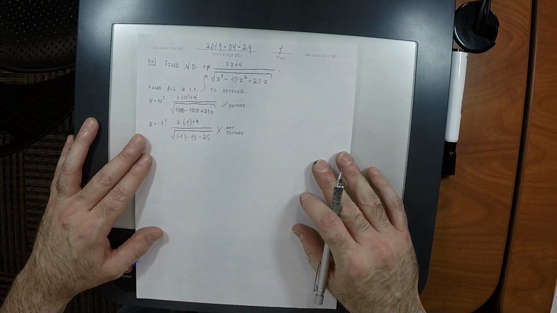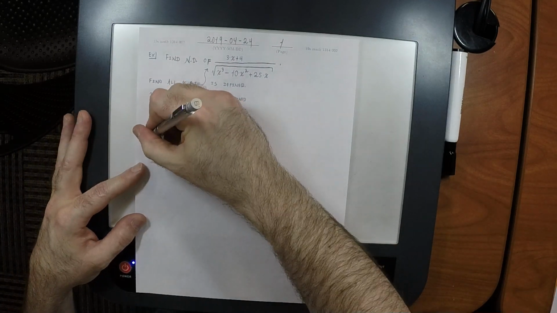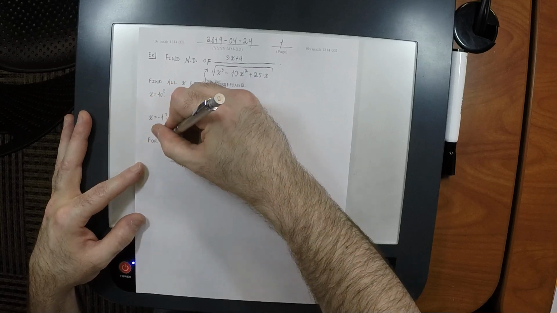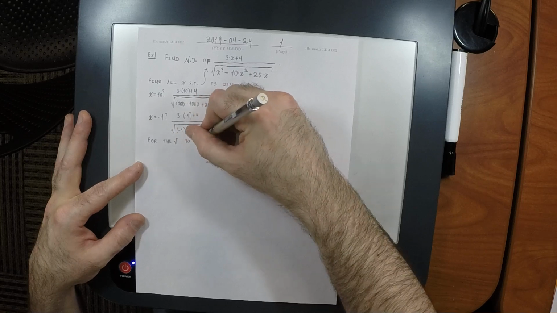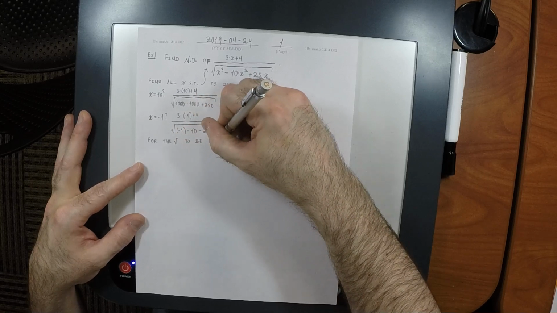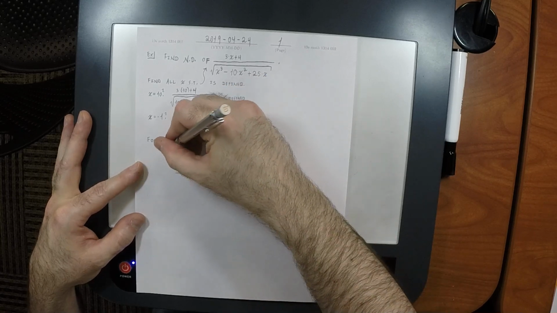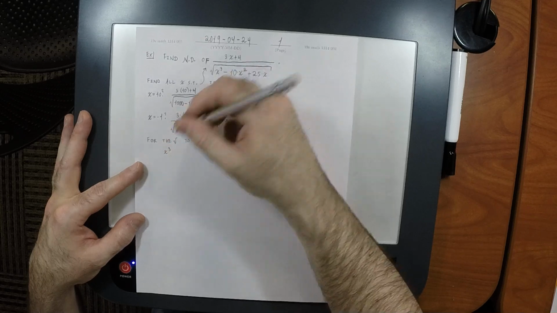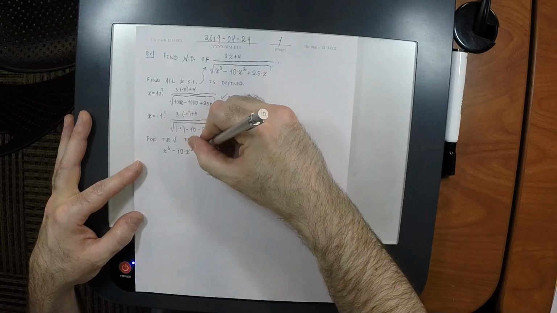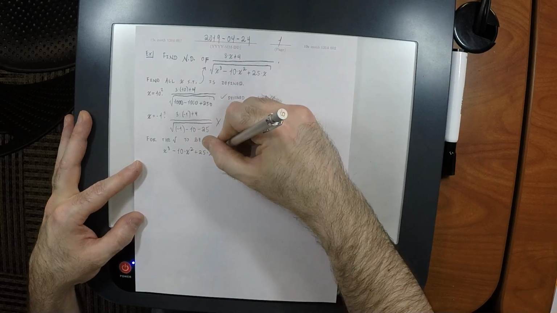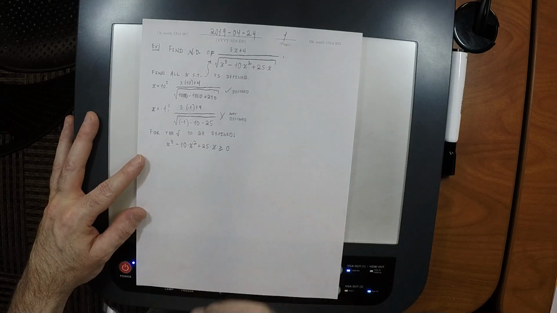So here's what we need. For the square root to be defined, we need x cubed minus 10x squared plus 25x to be greater than or equal to 0. That's just saying you can't put negative stuff in there.